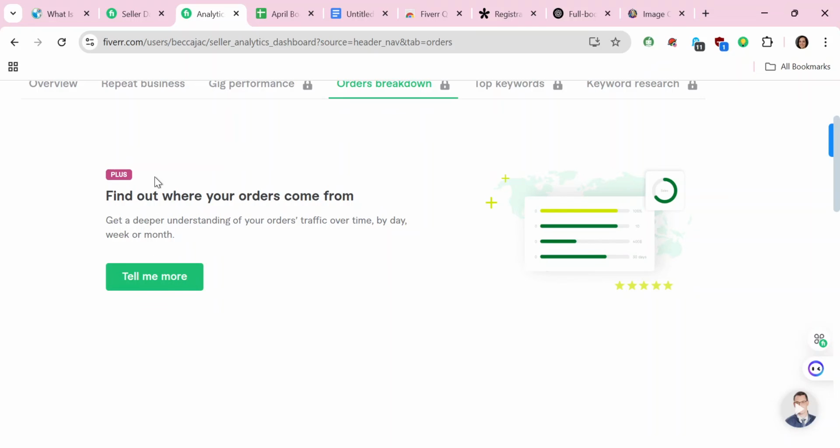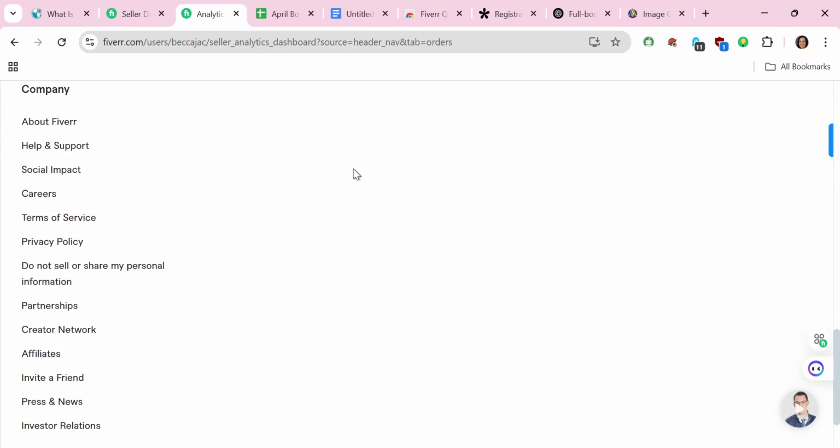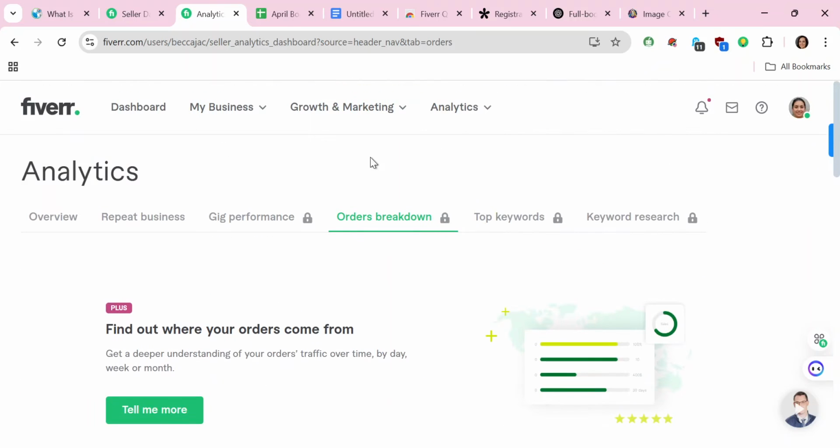Since I don't have Sellers Plus, I won't be able to tell you much on it. The only thing is that it's for the Sellers Plus program. If you're interested in that, you can go for the Sellers Plus program, and it's a very good deal for you. You can really scale up quickly.